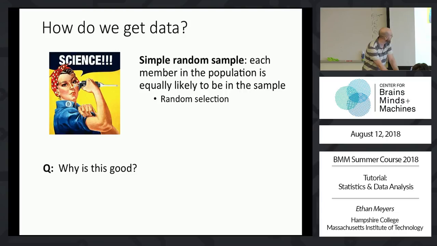And okay, so this is a real question. Why would we want to do random selection? To avoid sampling error. Right, so there's a related concept.